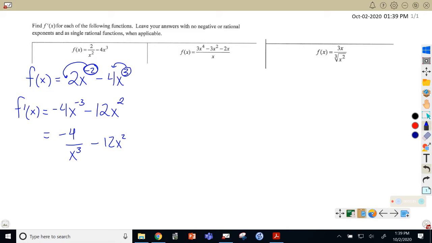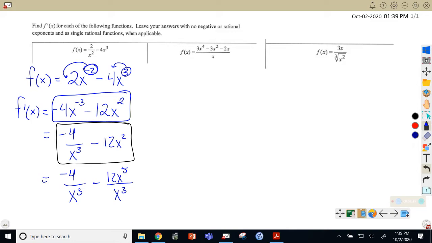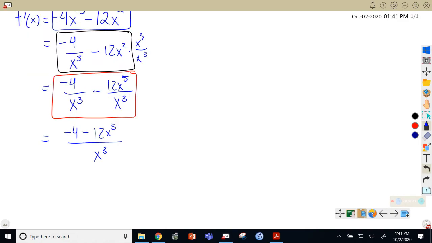Here's another way it can look. To get this one, I took the second term, negative 12x squared, and turned it into having a similar denominator as the first term, negative 4 over x cubed. So I multiplied by x cubed over x cubed, top and bottom, and that's how I got this one. And there's one more. To get this one down here, I basically just took the 2 fractions and turned them into a single fraction.